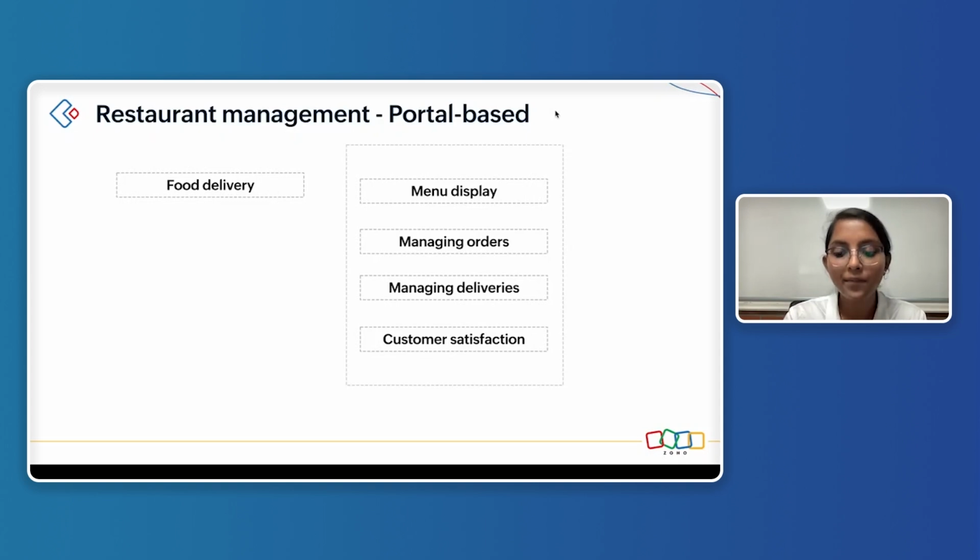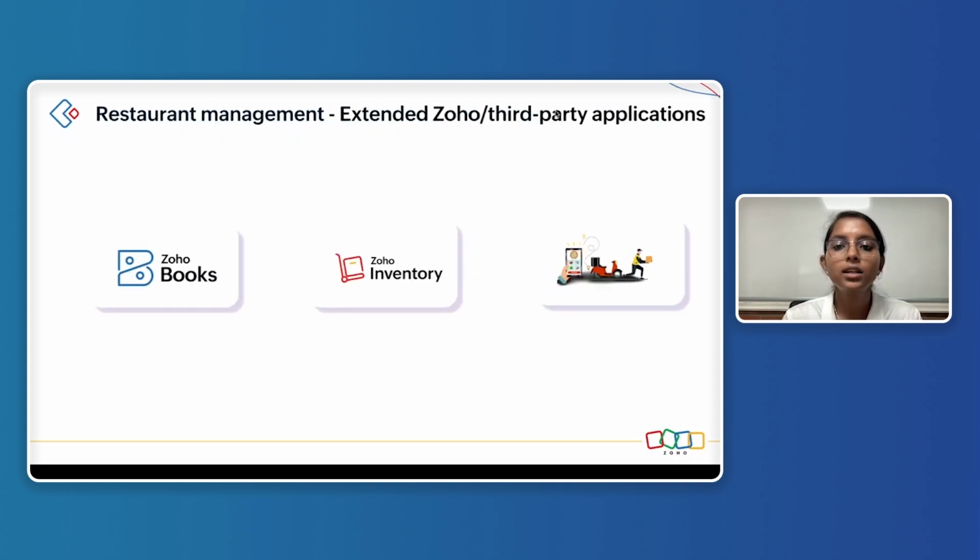And at the end, we have Zoho and extended third party application, where I can make use of the integration part to connect with Zoho Books to perform the accounting related information. I can connect with Zoho Inventory to capture the inventory related modules. And then I can also extend it with other food delivery apps to perform my online delivery of the foods as well. So these are a few of the extended use cases.